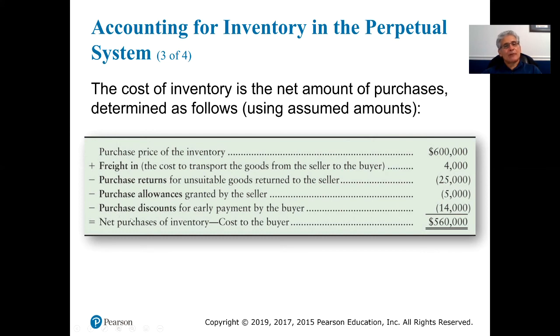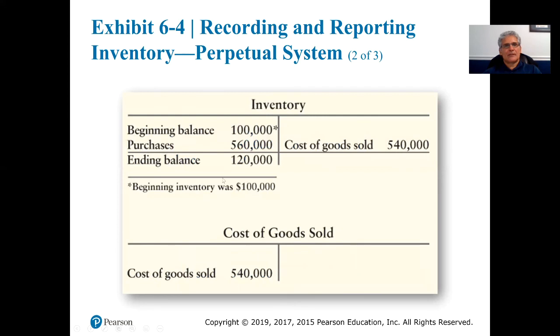And then finally, we have our purchase discounts, which is the same as a sales discount, except it's from the purchaser side. This would be if we pay early, we can take a discount. So remember those terms, 2/10, net 30, as an example. They're going to offer us a 2% discount. And if we take that discount, then we've got to show that purchase discount as a reduction of inventory. So after we take all of this into consideration on our costs, we know that our net purchases of inventory is $560,000. So that's where we got the purchase of $560,000 that was a couple of slides back.